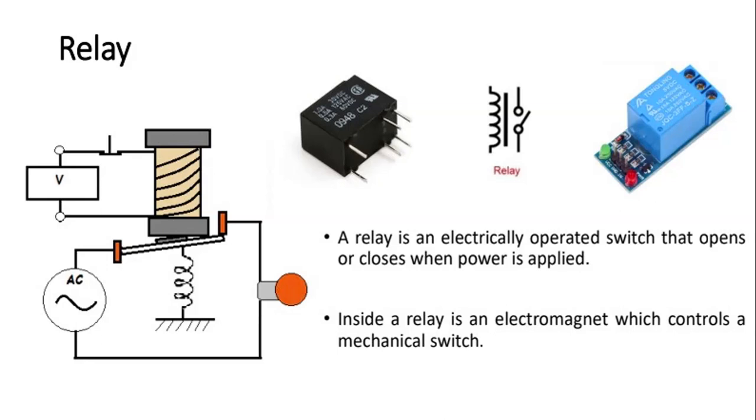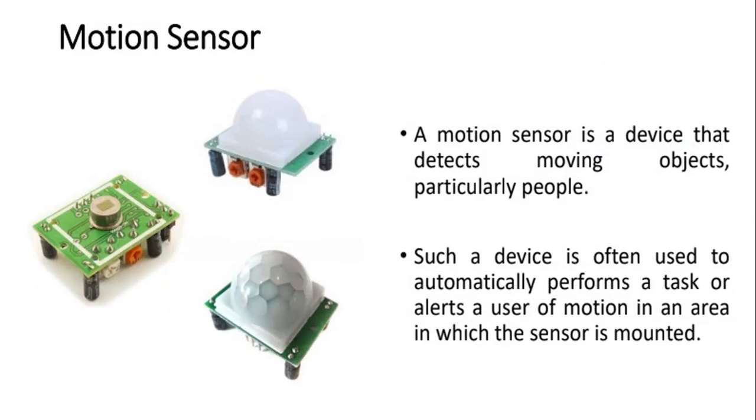Inside a relay is an electromagnet which controls a mechanical switch. For the mechanical switch, we can see the spring here. Whenever the supply is given, that switch will get connected, or it will get opened. On the basis of that, the output will work, or function. So this is a simple definition of a relay.